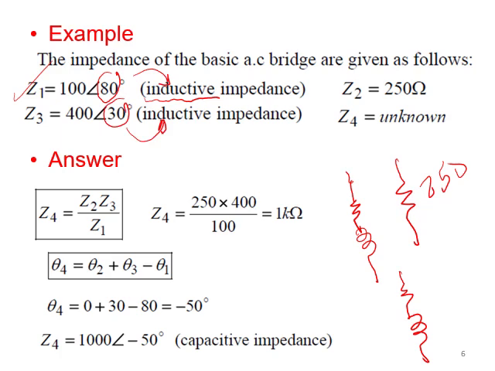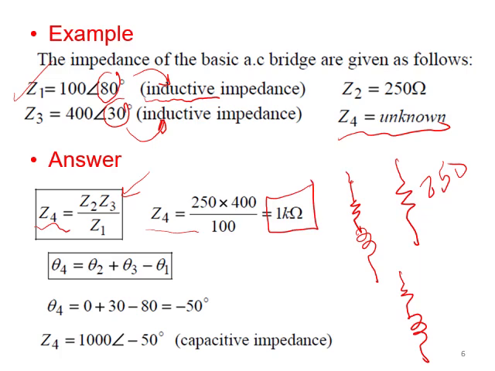The question is asking us to calculate Z4, which is the unknown value. So by calculation from the formulas in the previous slide, Z4 is calculated from this formula, and finally we will find that it's 1 kilo ohm. Very good. It's 1 kilo ohm.